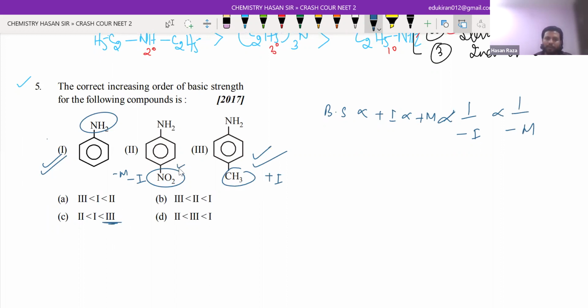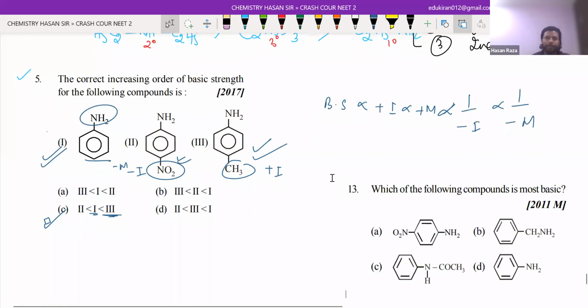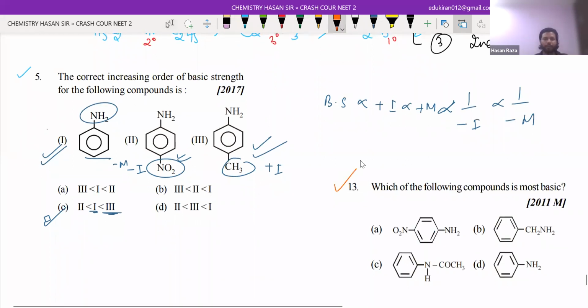And then you are going for this, then it will be wrong. It decreases the basic character, basic strength because it is connected with minus I electron withdrawing group. So this will be the second step, and this. Is that clear, everyone? Samara, go for this. Everyone go for 13, question number 13.